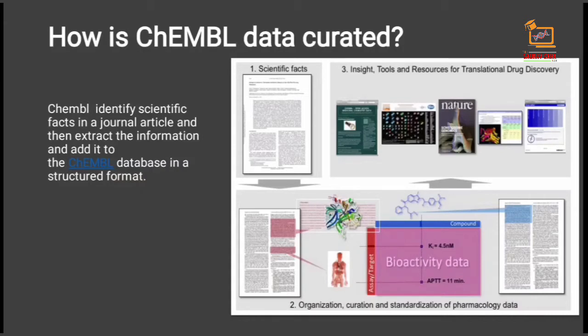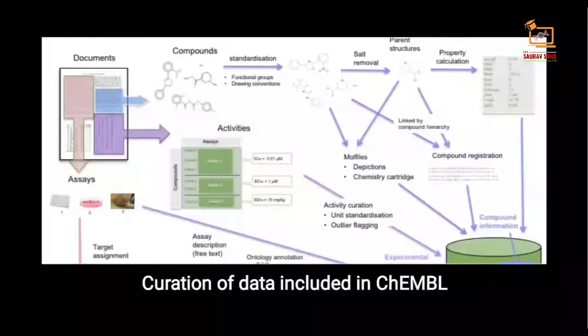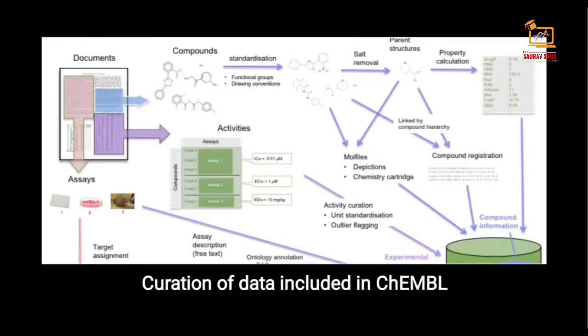If an article has data on measurements made in cell-based assays, in vivo pharmacology assays or pharmacokinetics studies for compounds, then we'll also extract that and add it to the ChEMBL database. Then ChEMBL performs additional curation and annotation of the data so that ChEMBL provides a high quality database for us to use in research. So this curation process you can see in this figure.